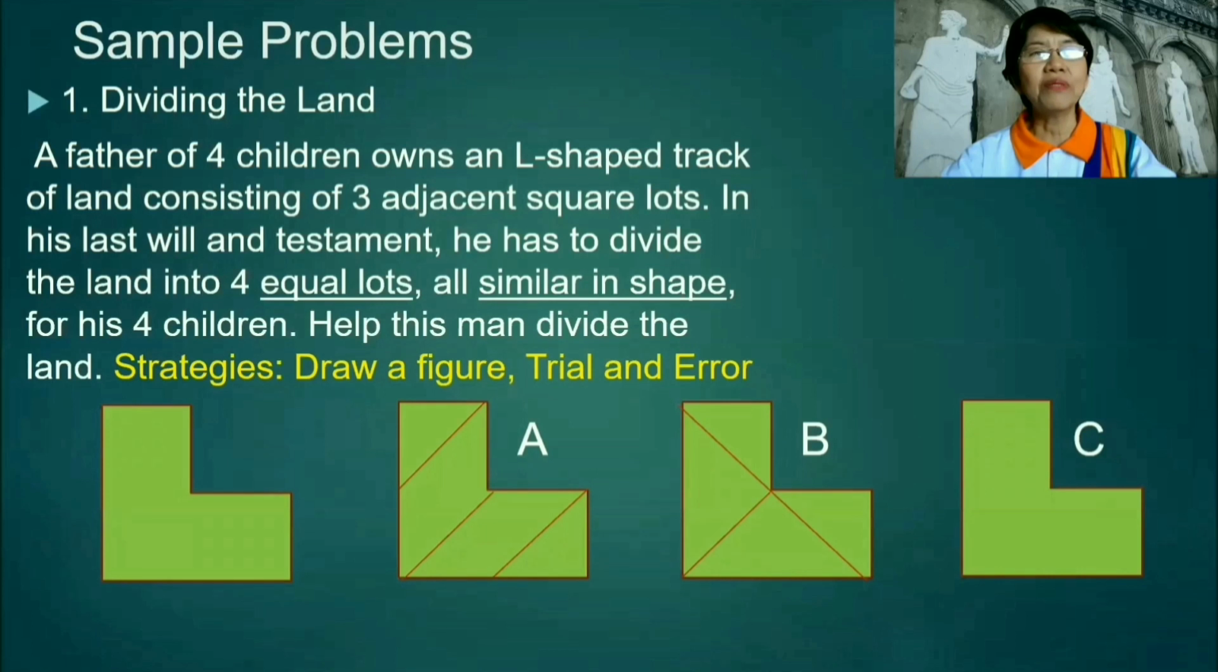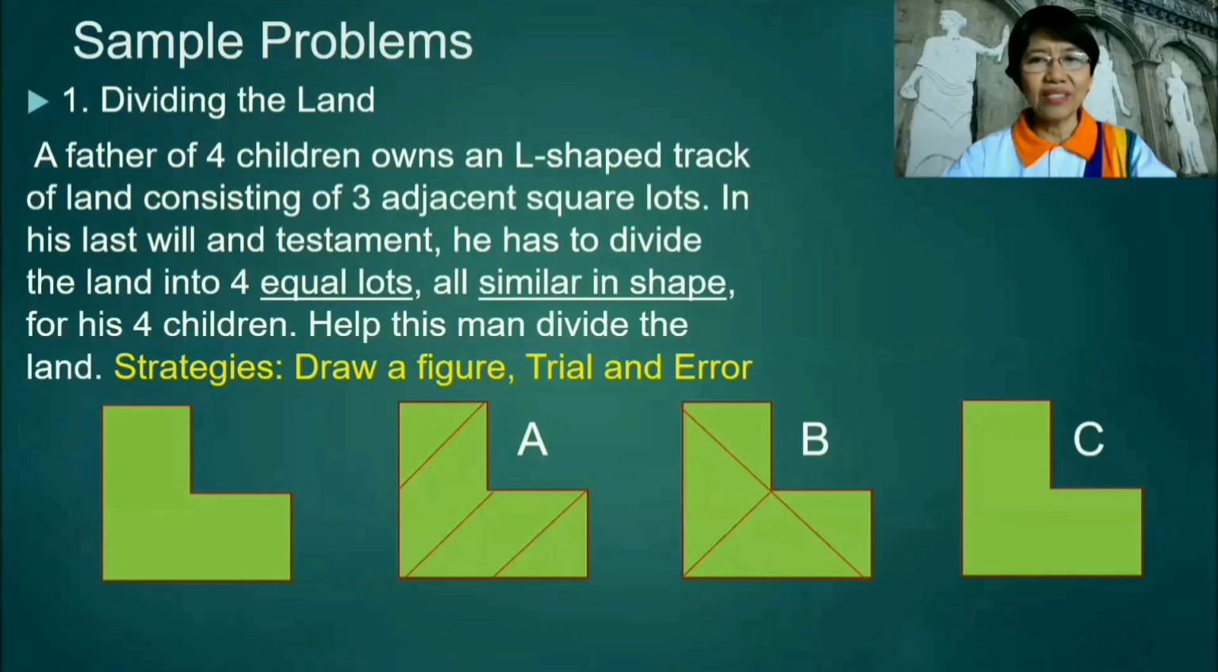Here are some sample problems. Number 1, dividing the land. A father of 4 children owns an L-shaped tract of land consisting of 3 adjacent square lots. In his last will and testament, he has to divide the land into 4 equal lots, all similar in shape, for his 4 children. Help this man divide the land.